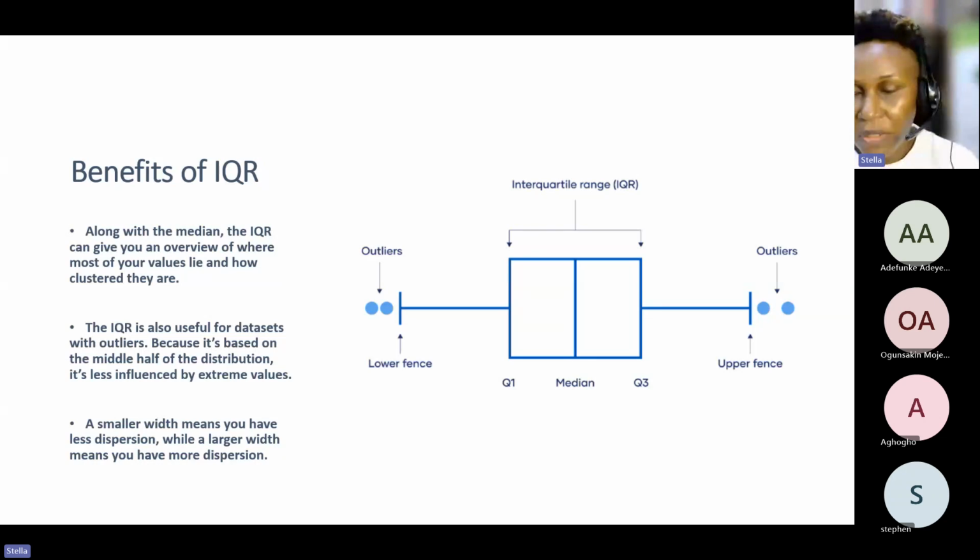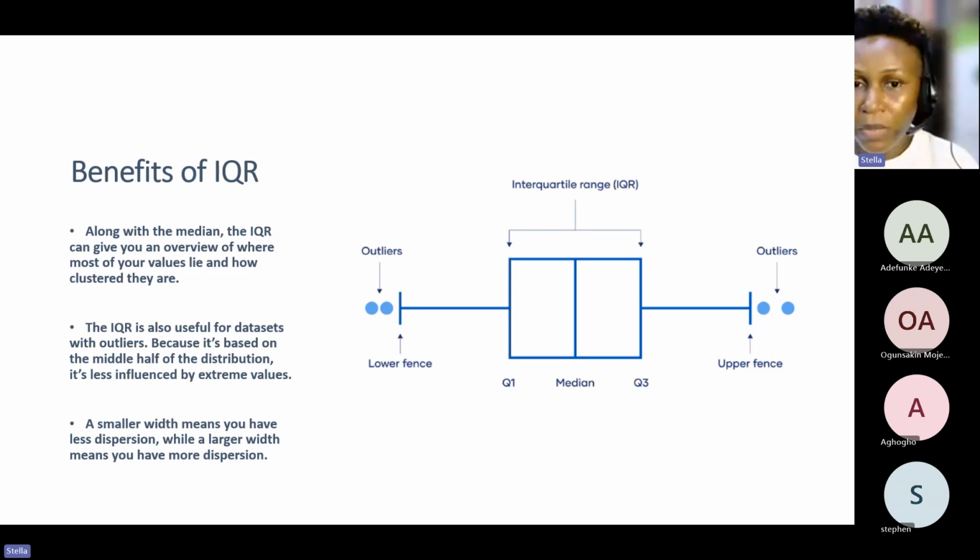What are the benefits? First of all, along with the median, the IQR can give you an overview of where most of your values lie and how clustered they are. Remember, the last time we had our class, we talked about clusters. We talked about where we use the line of best fit to look at the distance between each of the data points from the mean. When we're looking at the variance, it is the difference between each of the data points from the mean.